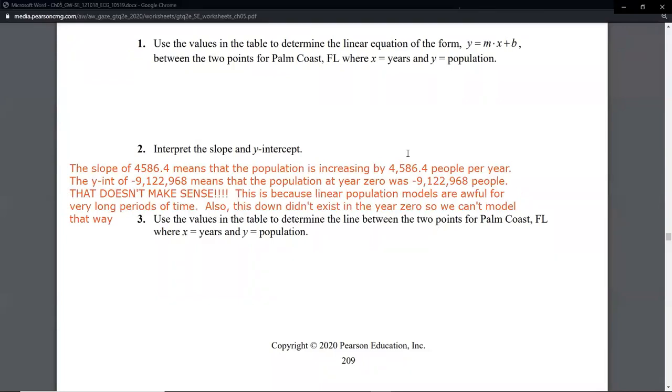Okay. Number 3, let me go back and write the equation from number 1. It was y equals 4,586.4x, which was the slope, and then minus 9,122,968, which was the initial amount of people, which we said didn't make sense for various reasons. Can't have negative people. Can't model a population when it didn't exist. Don't want to do linear models for these ridiculously long amounts of time.